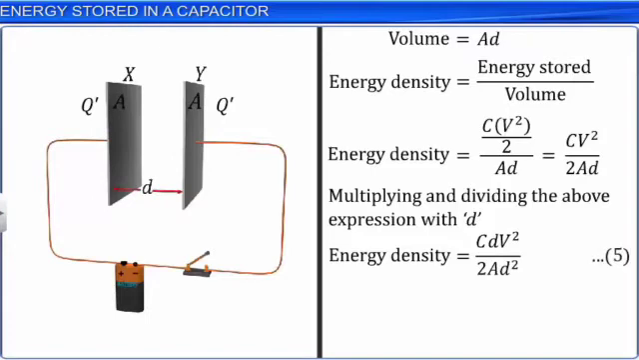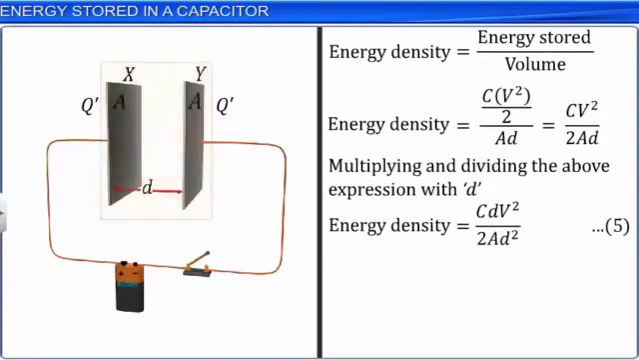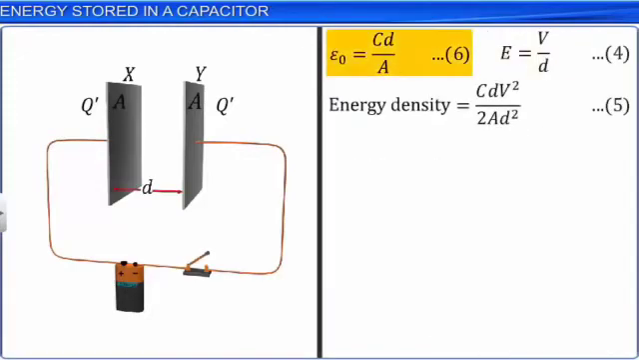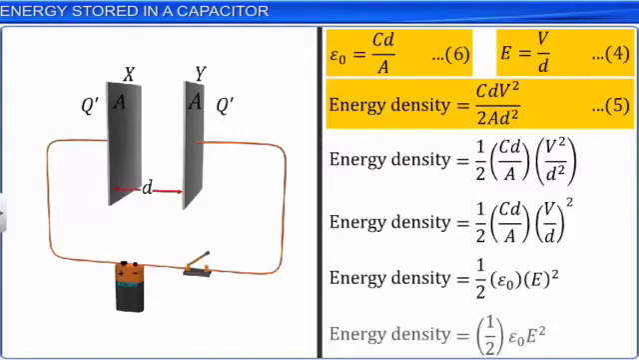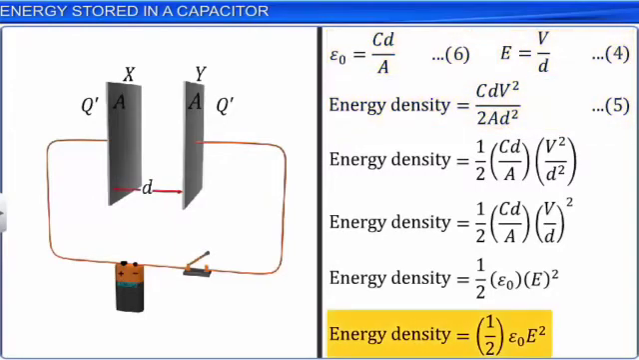For a parallel plate capacitor, we know that the capacitance C is equal to epsilon naught A by d. Therefore, Cd/A is equal to epsilon naught. Let this be equation 6. Substituting equations 6 and 4 in equation 5 and simplifying, we get energy density is equal to half epsilon naught into E squared. This equation for energy density holds good for the electric field of any charge configuration in general.